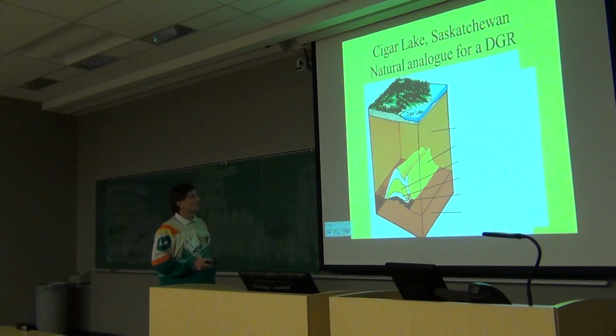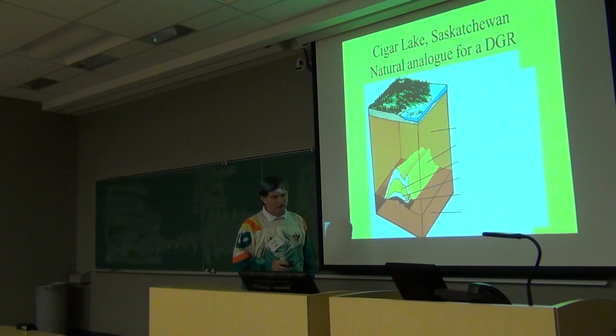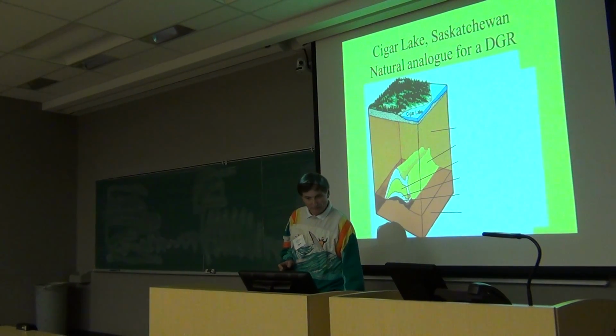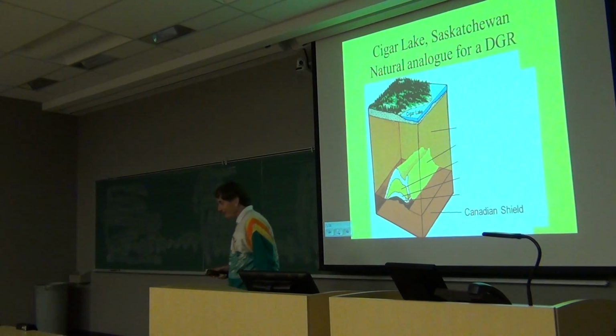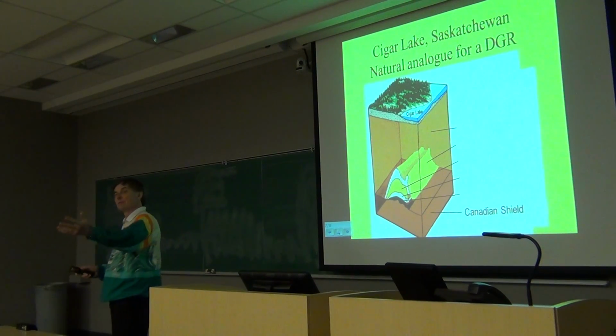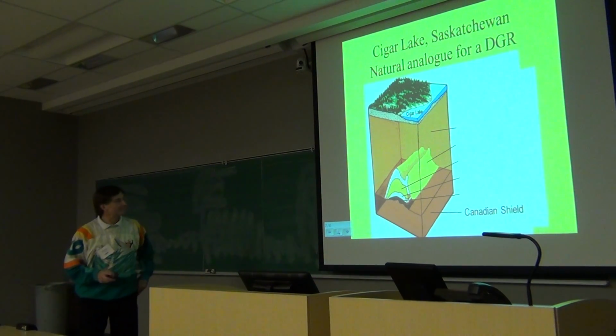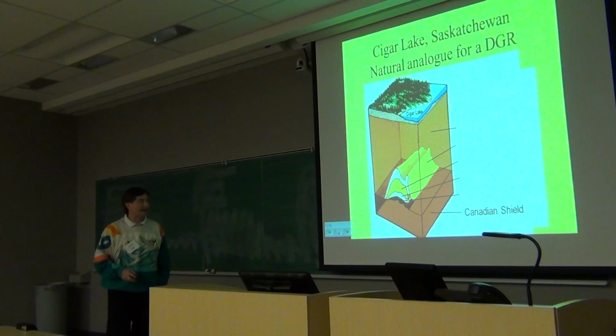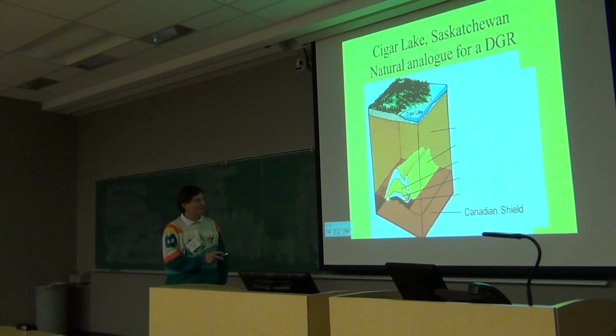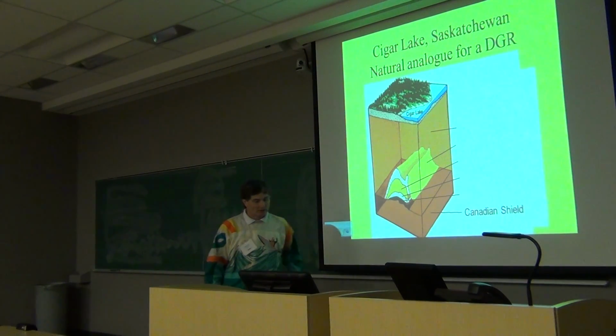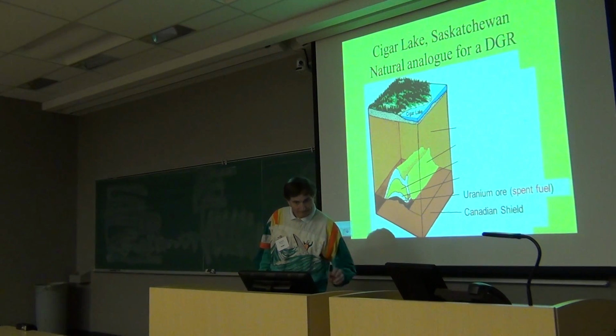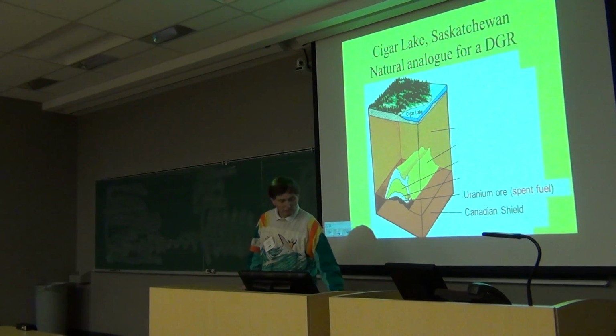And this was the way Ian described it so eloquently in one of his talks in a cartoon, and so I stole it from him. Theft is equivalent to flattery, right? So we've got the Canadian Shield, the bedrock down at the bottom. We've got this ore deposit here just at the contact point there. And so that's like our spent fuel.